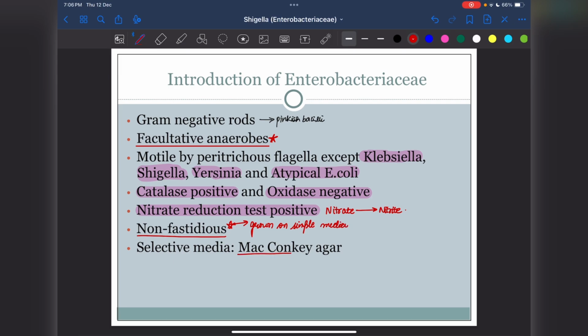The selective media used for them is MacConkey agar, which actually consists of PLANT. P for peptone, L for lactose, that makes it a differentiating media. A for agar, N for neutral red, and T for taurocholate. This will show two types of colonies: pink colored colonies if the bacteria are lactose fermenting, and pale or yellow colored colonies if they are non-lactose fermenting.